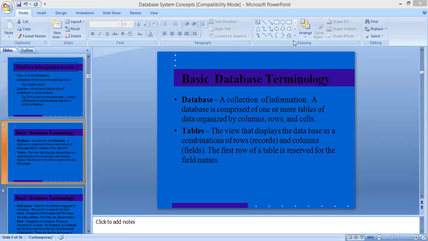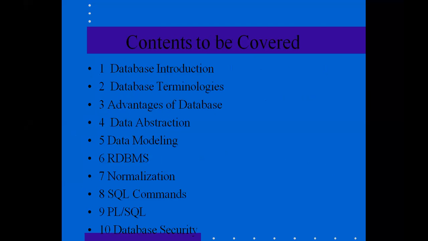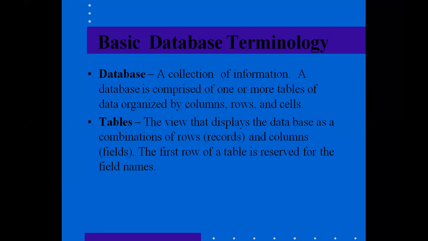In the previous lecture, we have seen what we mean by database. Database is nothing but a collection of similar type of correlated information. Today we are going to see the basic terminologies of the database. As we have said, information is the data which describes a particular object, and the collection of this similar type of information collected in one table will be called a database.